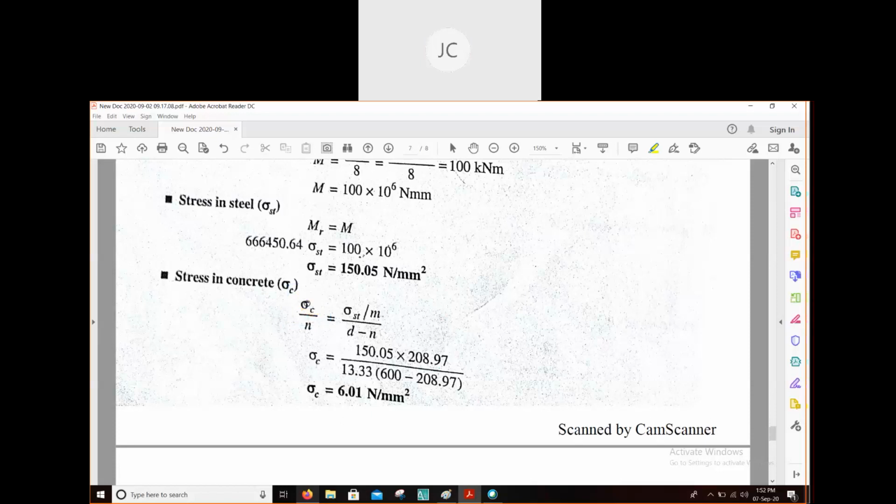Anyone have any idea how to find out this stress at 50 millimeter below the topmost layer? If anything is coming to your mind, just write it down in the chat box, or you can tell me. Your answer may be correct, may be wrong. Whatever you are thinking, just tell me. Is there any formula or any way to find out the stress at 50 millimeter below the topmost fiber?